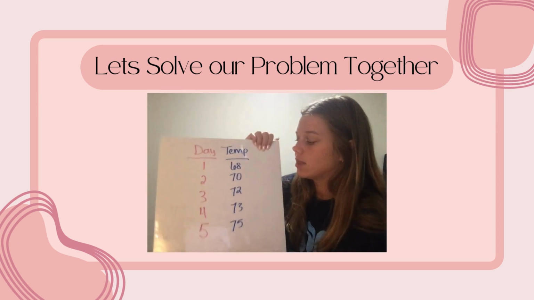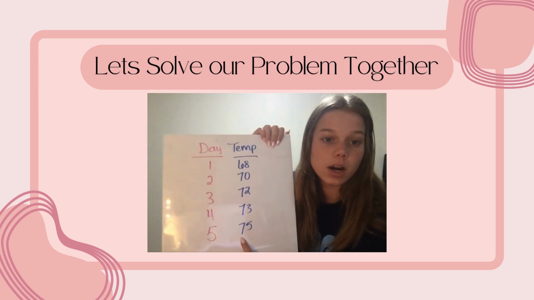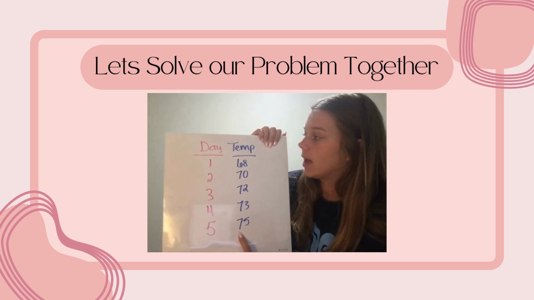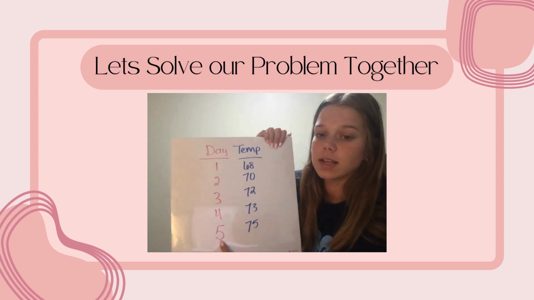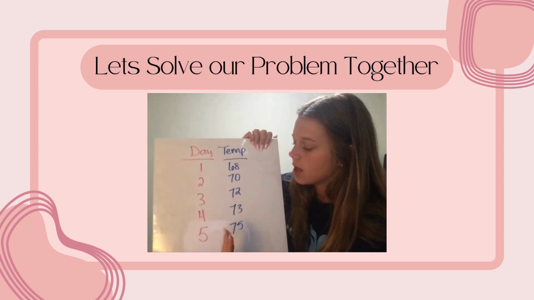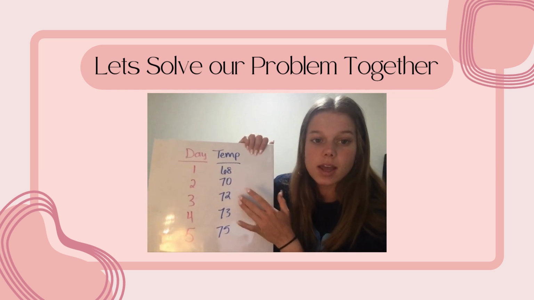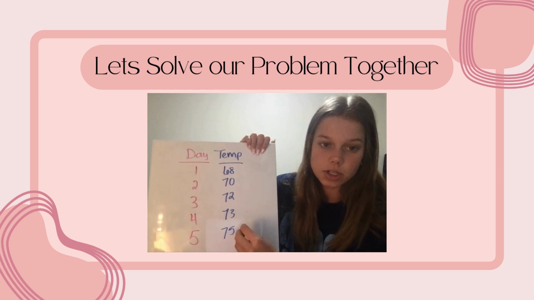So this is their day category, and then this is their temperature category of their table that they made. And so this will be our x-axis, since this data does not change, the day does not change. And then this will be our y-axis, since each day the temperature is changing, it will be our y-axis because it changes.